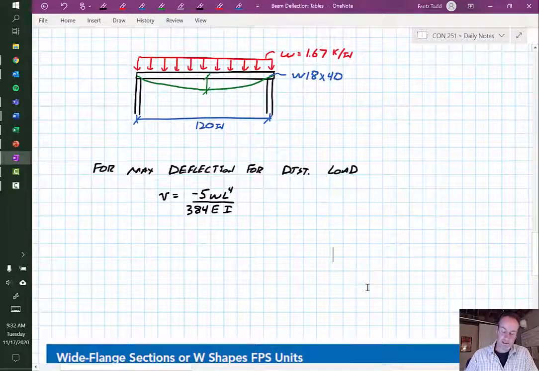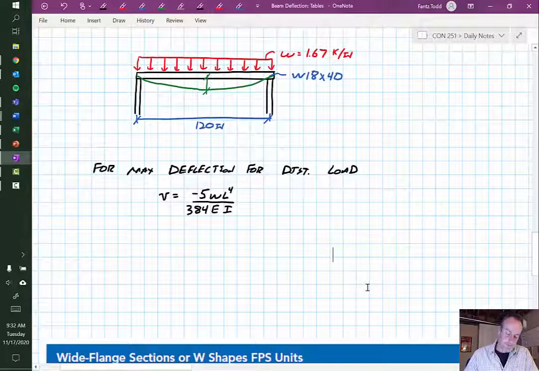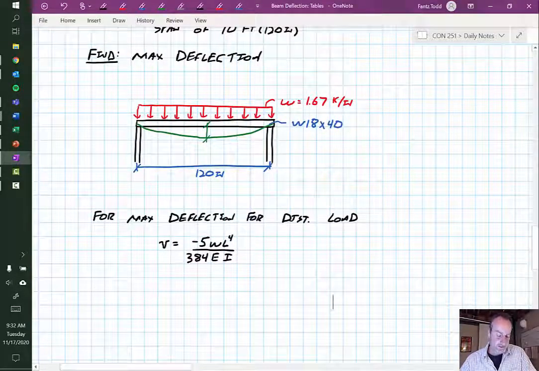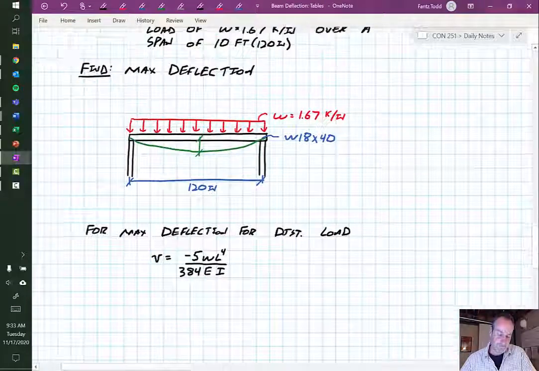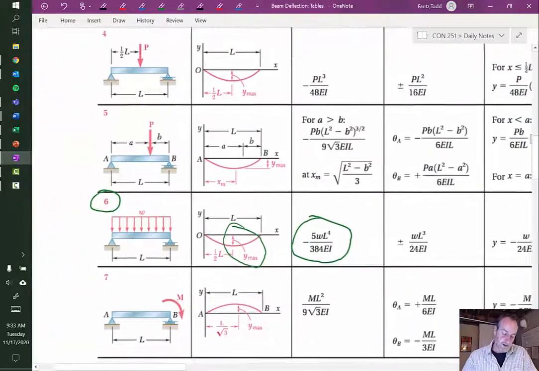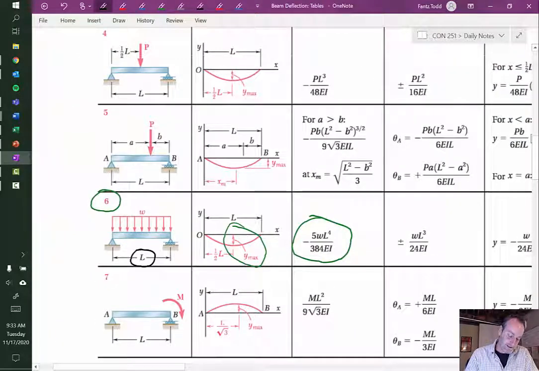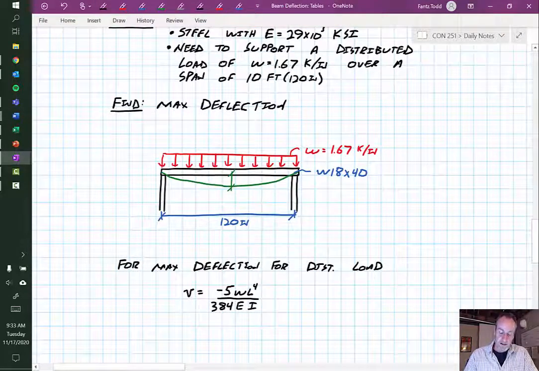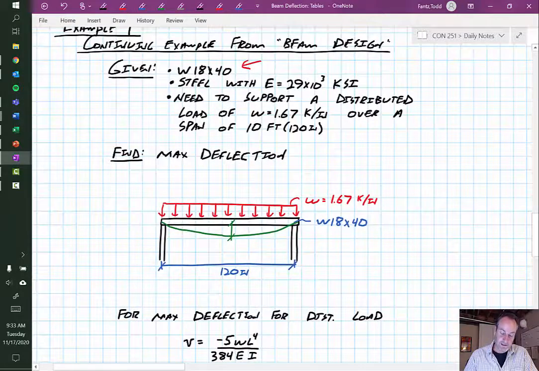So let's start plugging in values. I know what W is. W is that 1.67 kips per inch. I know what L is. That's the length of the beam. And if you forgot, you can come up here and say, what is L? L is the distance between my 2 supports, right? Well, in my case, that L is 120. I know what E is. It's given in the problem, 29 times 10 to the third.